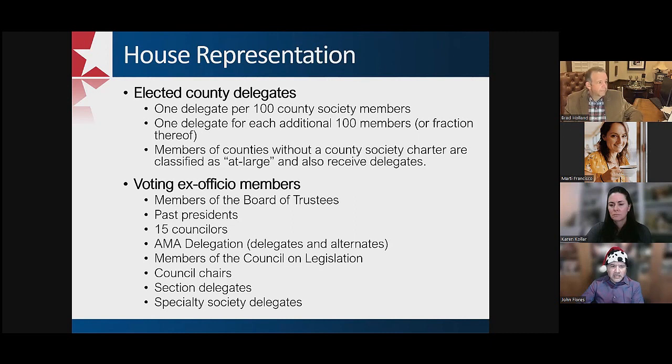Well, an ex officio member, that kind of always confuses me. It sounds like you're no longer a member, but what it means is you get a vote just for participating in one of these roles. And so if you're also a delegate, and you're ex officio, you need to make sure somebody else takes your spot as a delegate. So your county medical society gets their full representation.